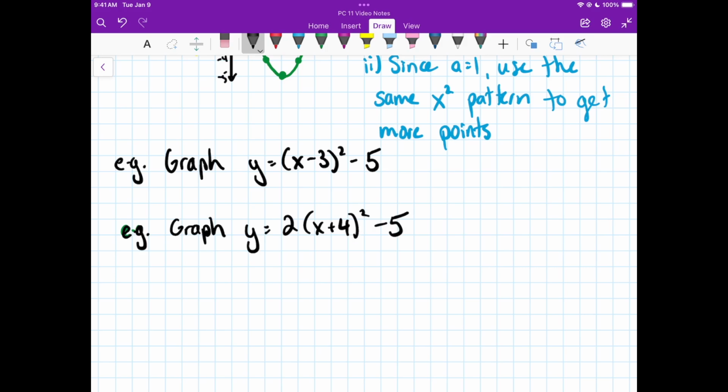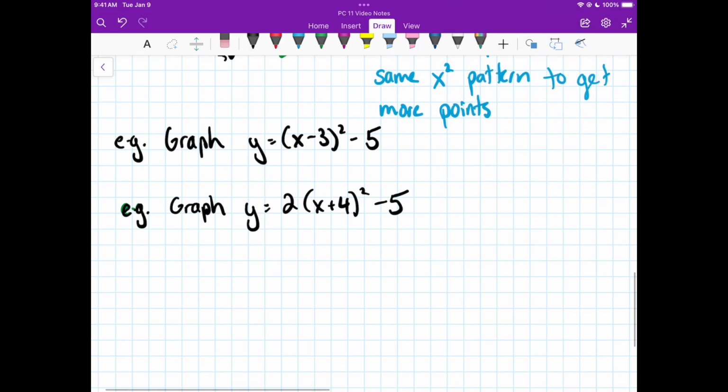So draw yourself another grid. Just to make sure you have enough space, make this one 7 by 7. So 7 up, 7 down, 7 left, and 7 right. And come back once you're done that.